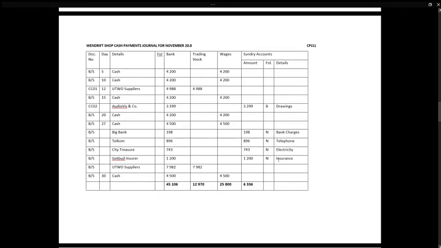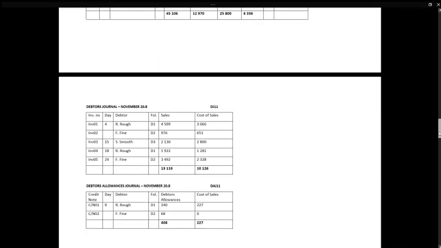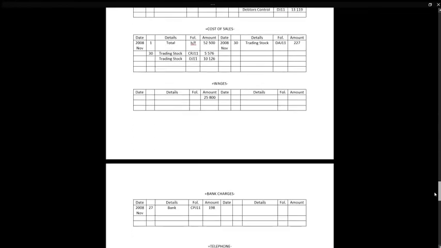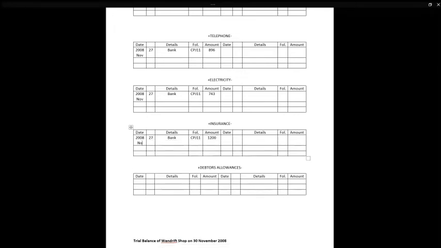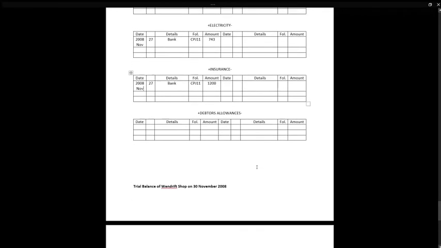Then insurance. Insurance of 1,200 Rand. Let's go and put that into my account, insurance. Also an expense account, so 1,200 Rand. I got this from my cash payment journal 11, and my details will be bank. This took place on the 27th as well, 2008 and November.